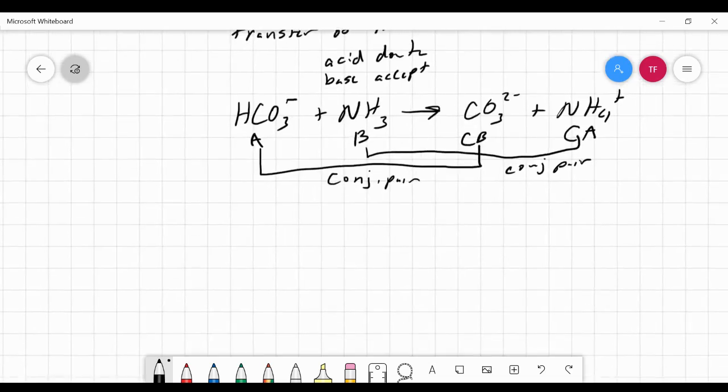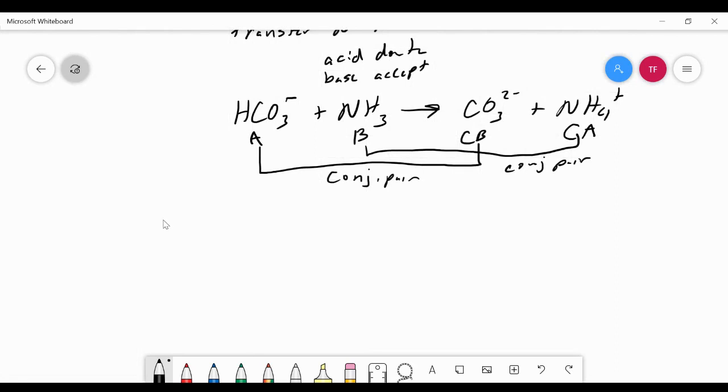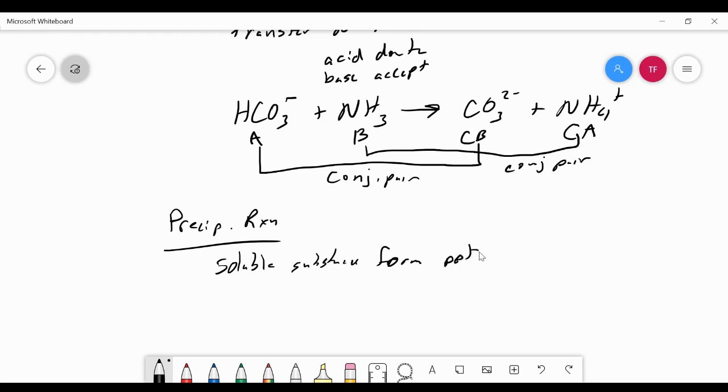Our third type of reaction, which I know you're very familiar with, is precipitation reactions. And in a precipitation reaction, you have two soluble or aqueous substances that form a precipitate, an insoluble substance. So soluble substances form a precipitate in a double replacement reaction.